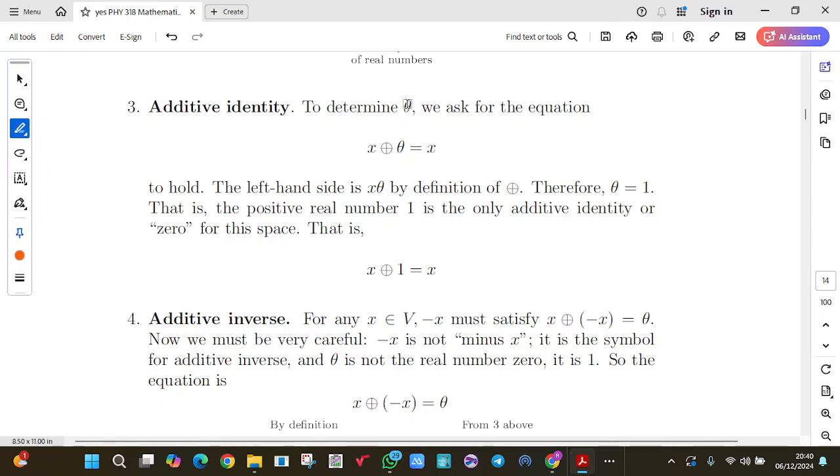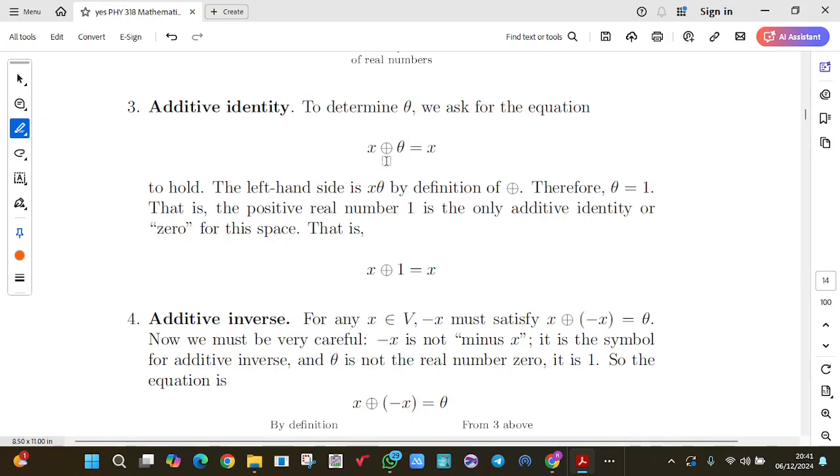I'm asking, zero, correct? It represents the zero vector, but it's not actually the zero vector. So to determine the theta, we have to ask for the equation: this, with this operator, is equal to x. That is the equation, and that is the operator.